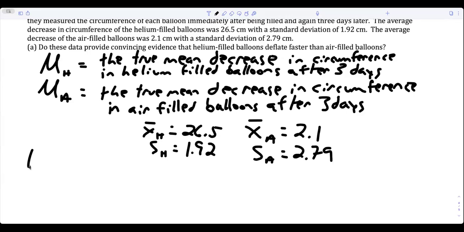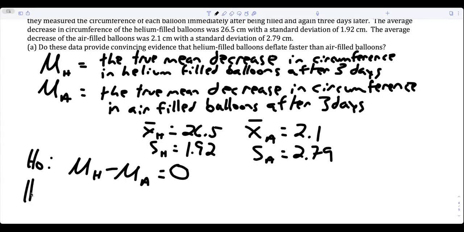All right, so my hypotheses, my null hypothesis, mu sub H minus mu sub A equals what? Equals 0. That there is no difference.